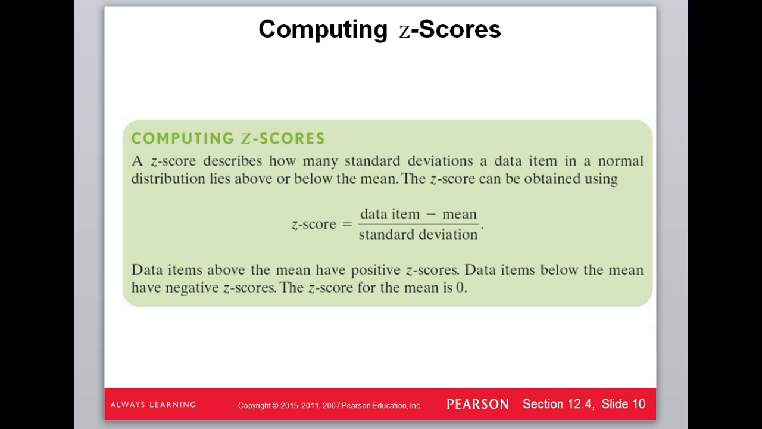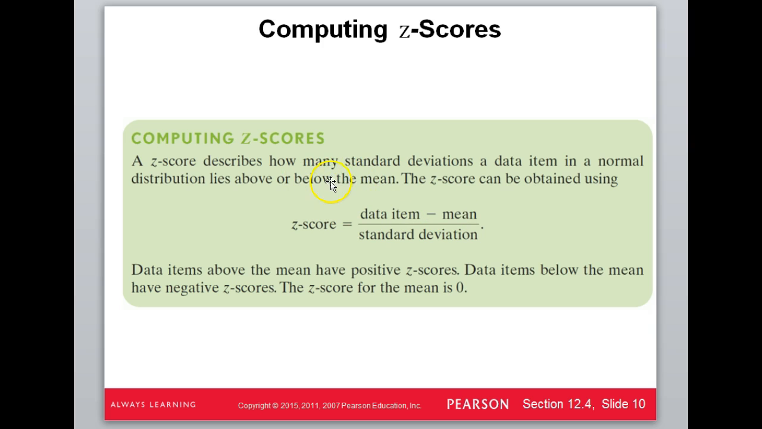Z-scores. A Z-score is just a count of how many standard deviations something is above or below the mean. The above or below part will come from the sign. If it's a positive Z-score, then you are above the mean, because this is where the sign is going to come from, the numerator. So positive means the data item was bigger than the mean. When we subtracted, we got a positive number.